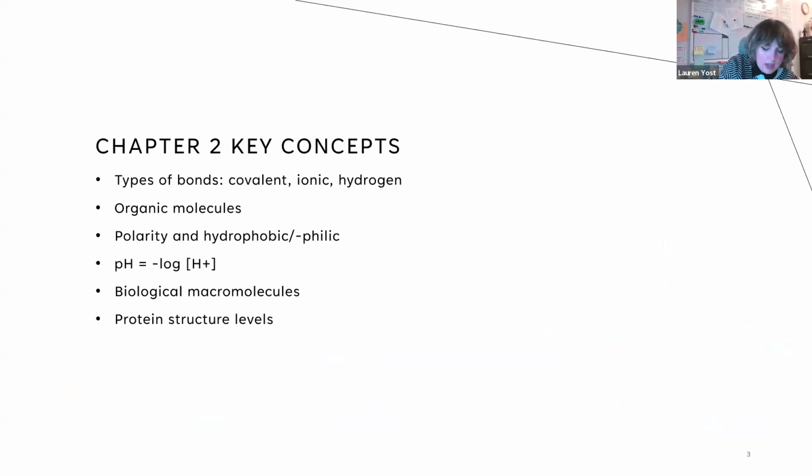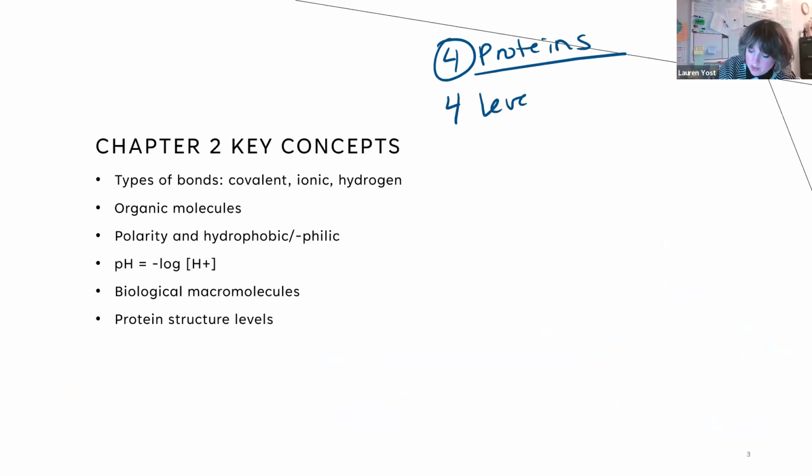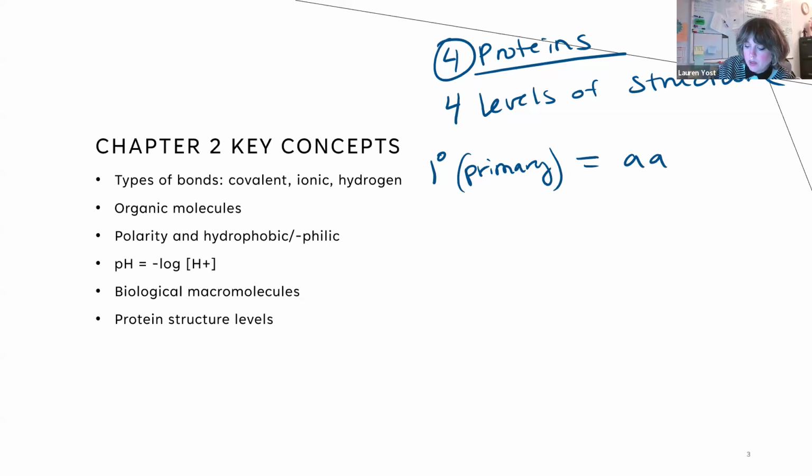All right. So lastly, the protein level. So our last macromolecule group is the proteins. Proteins are made up of amino acids. And in fact, that's the first level because there are 4 levels of structure. First is called the primary. That's just the amino acid sequence.